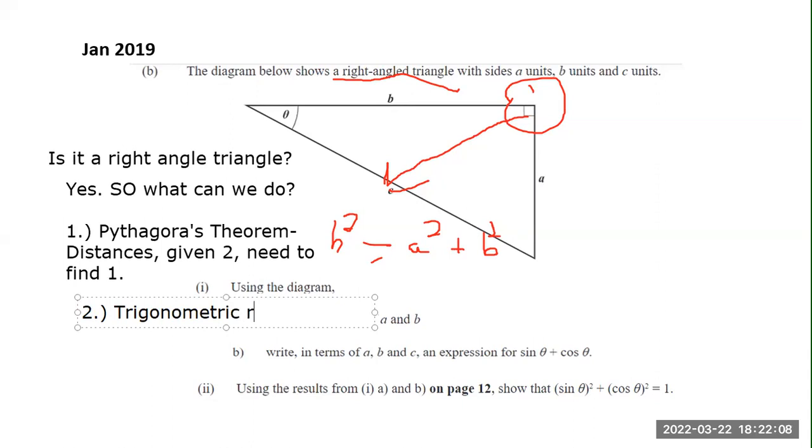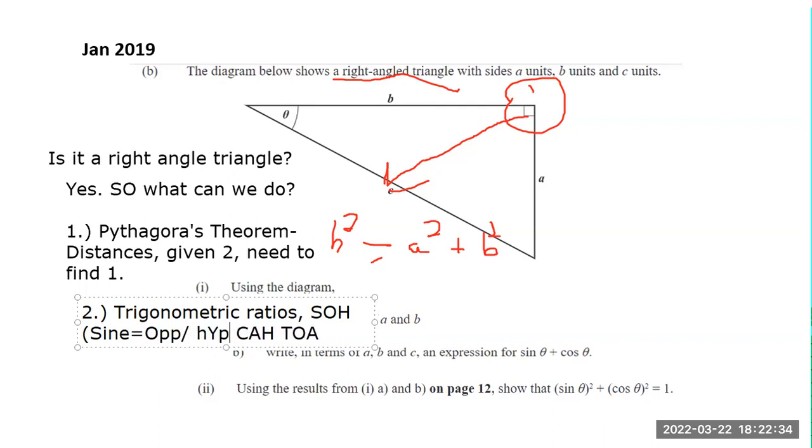But the trigonometric ratios are simply SOH CAH TOA. So does anybody remember that? Sine would be opposite over hypotenuse. So that would be the SOH part. It's just a mnemonic to help you remember it. So sine of the angle would be equal to opposite over hypotenuse. That would be the first one.